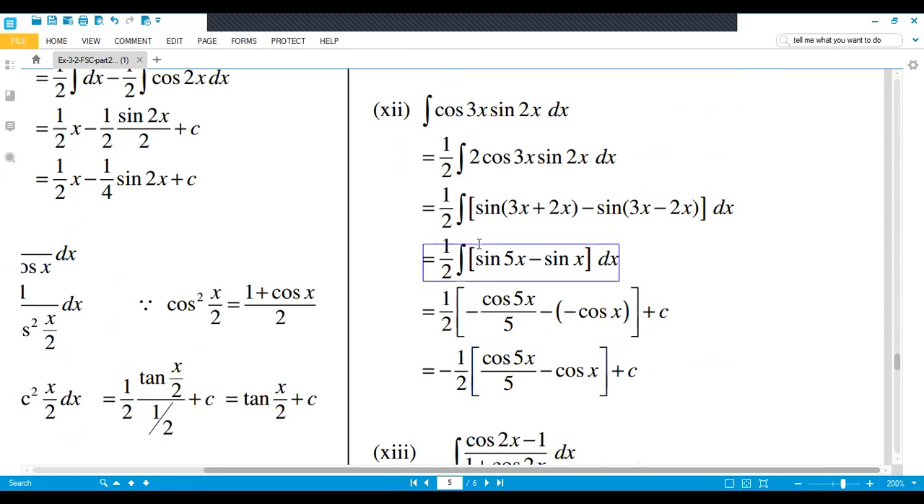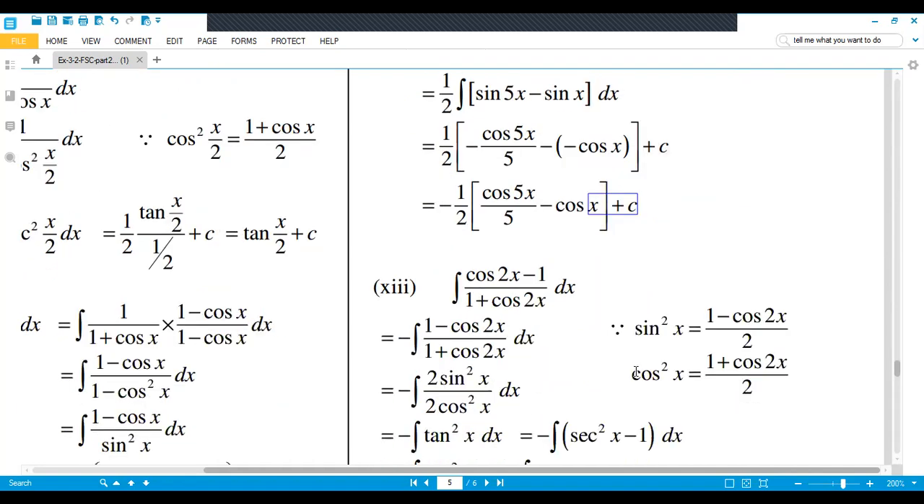Now you integrate each value separately. The integral of sine theta is minus cos theta, so minus cos 5x will come as it is, and the derivative of theta is 5, which will divide here. Minus sine x will come as it is, the integral of sine x is minus cos x, and c is the constant of integration. So you take the minus sign common. When you take the minus sign common, it will be 1 over 2 into cos 5x over 5 minus cos x plus c. So this is the required answer of the 12th part.